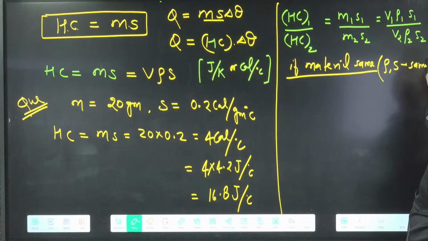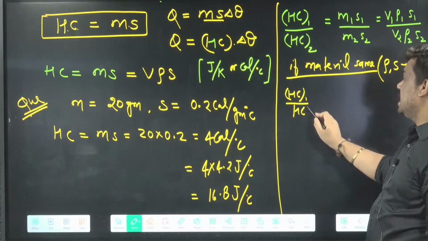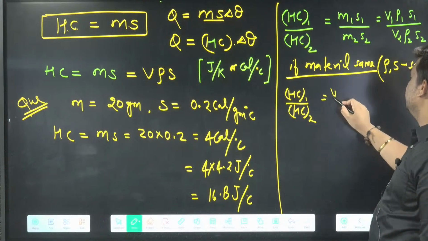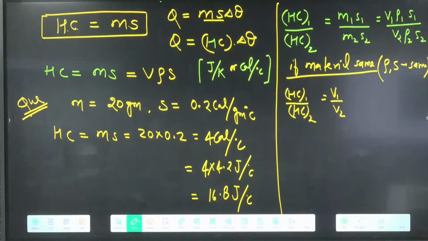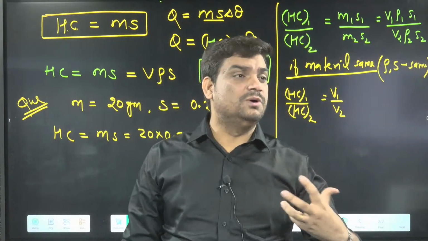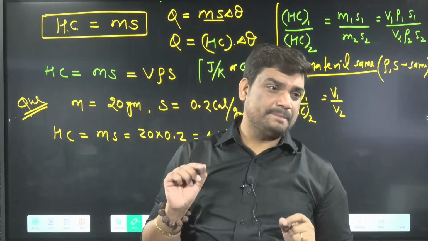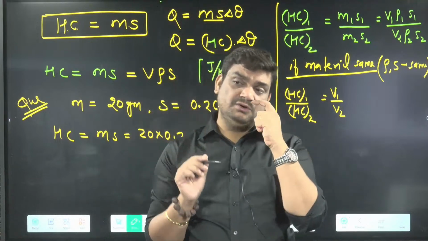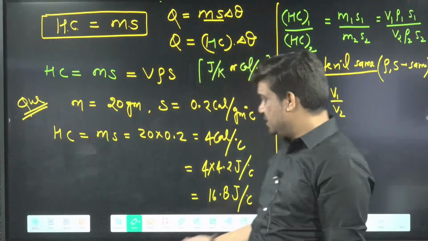And if rho and S will be same, so we can say HC1 divided by HC2 here becomes actually your V1 by V2. Okay, HC1 by HC2 becomes V1 by V2. Now we can say they will give you sometimes a spherical body or any body is given, like if they have given the cube also. For the cube also, you know, volume is proportional to A cube, and for the sphere we know volume is proportional to R cube. Okay, so any body is given, we can find ratio of volume.